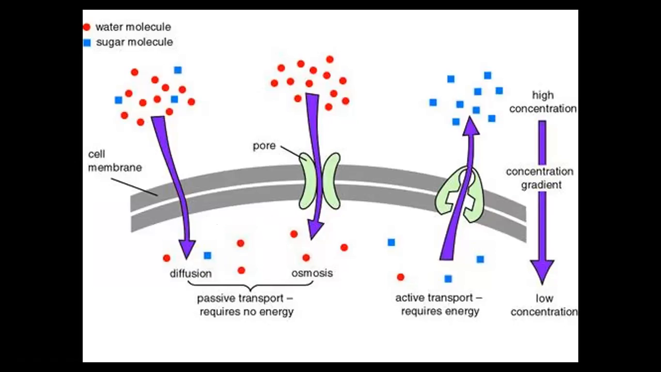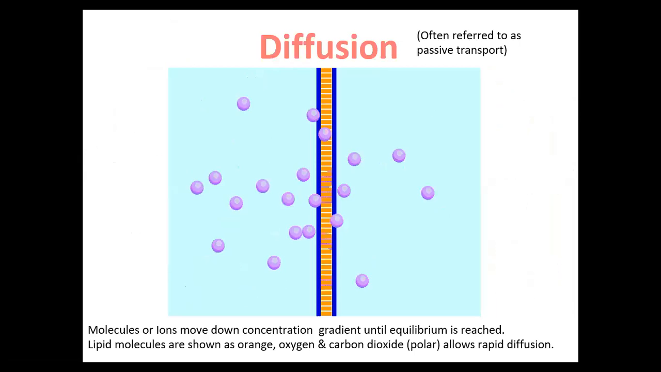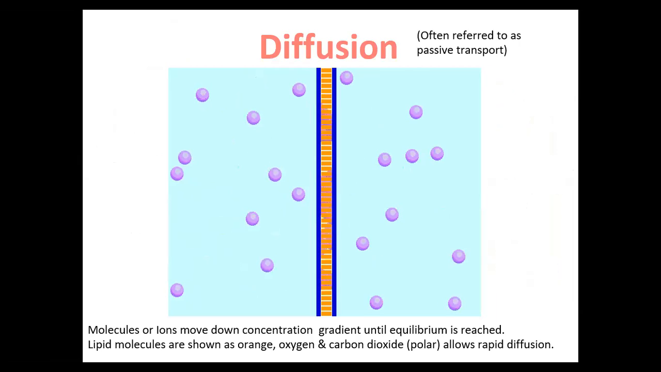Active transport requires energy. So we've got the movement of sugar out of the cell, for example, here, against our concentration gradient. So that's passive and active. We also have another type called facilitated diffusion, which we'll look at in a moment. Diffusion, at A level, is often referred to just as passive transport as well, so don't let that confuse you if you see that anywhere. So diffusion at A level, we say molecules or ions, we can still say particles, but often in biology we start to say molecules or ions, moving down a concentration gradient until equilibrium is reached.